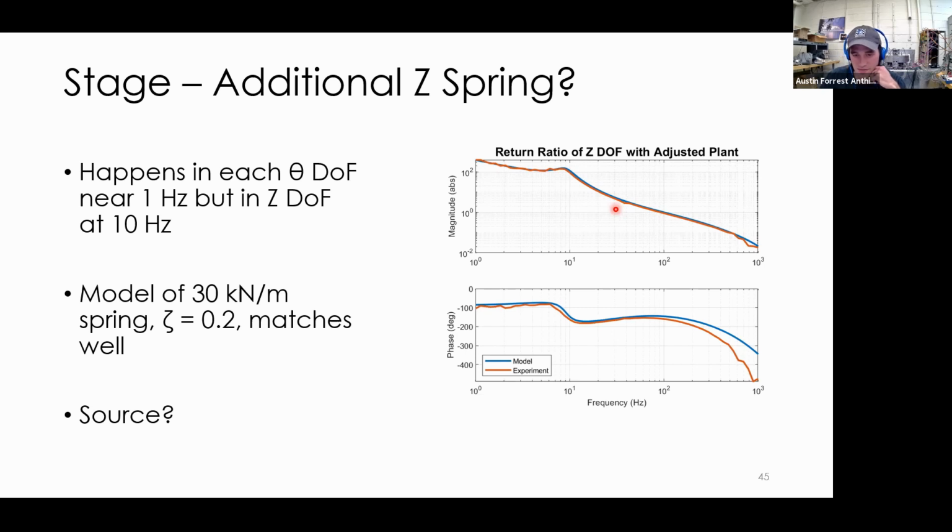Not sure exactly what it is. I've thought about a lot of different things. Could it be the cables of the coils pulling on it? Could it be the variation in Lorentz force as I move up and down through the stroke? Still trying to figure that out, but I guess such is life doing experimental work. So that is where I'm at right now.